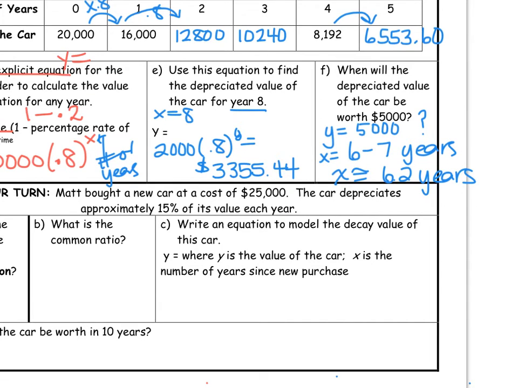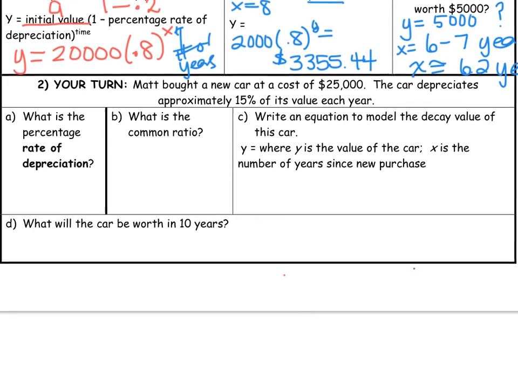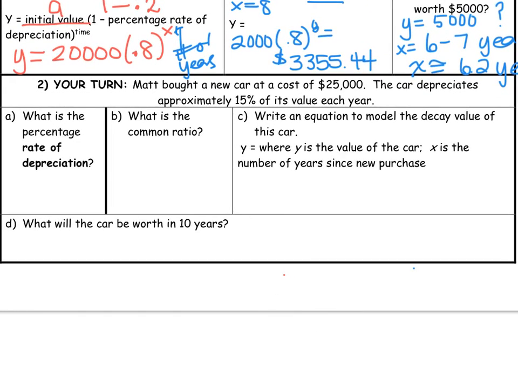Okay, now's the time where you might want to pause the video. It's your turn. Take a look at question 2. Matt bought a new car at a cost of $25,000. The car depreciates approximately 15% of its value each year. What is the percent rate of depreciation? What's the common ratio? What's our explicit equation, our Y equals? And what will the car be worth in 10 years? So pause the video and then replay it to check your answers.